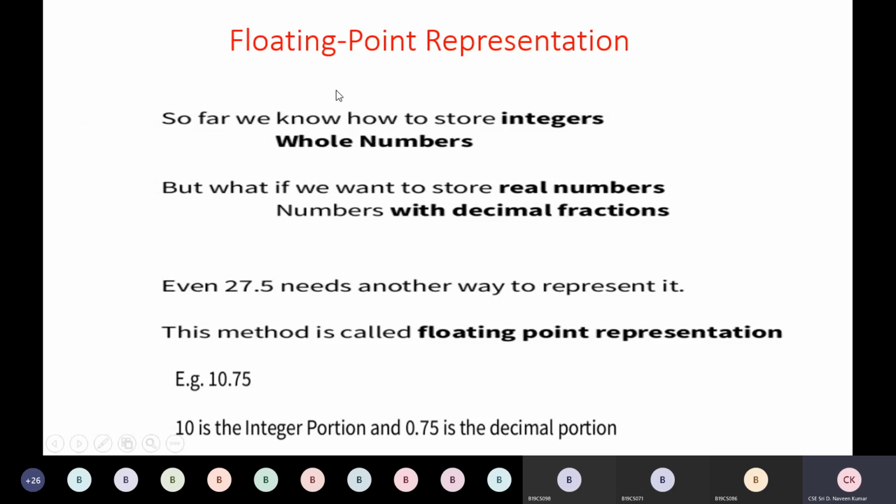So we already know the floating point numbers. Here are a few basics on floating point numbers. We also call them real numbers, because they are numbers with decimal fractions. Example is 27.5, or you can say 10.75. These are floating point representations in decimal format, and we call this 10 the integer portion, and this 0.75 the decimal portion.